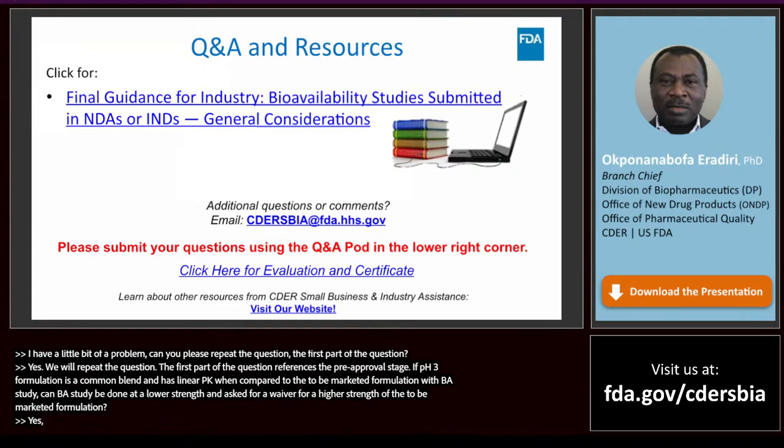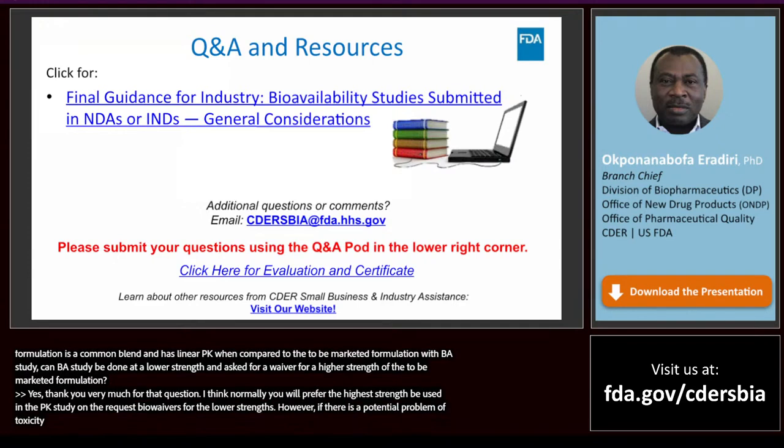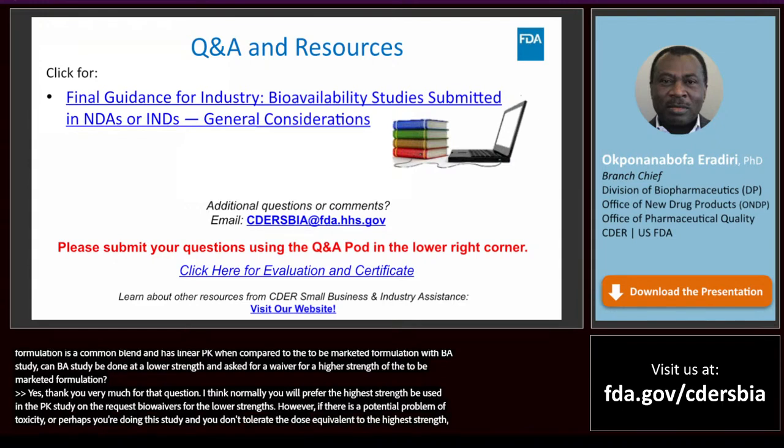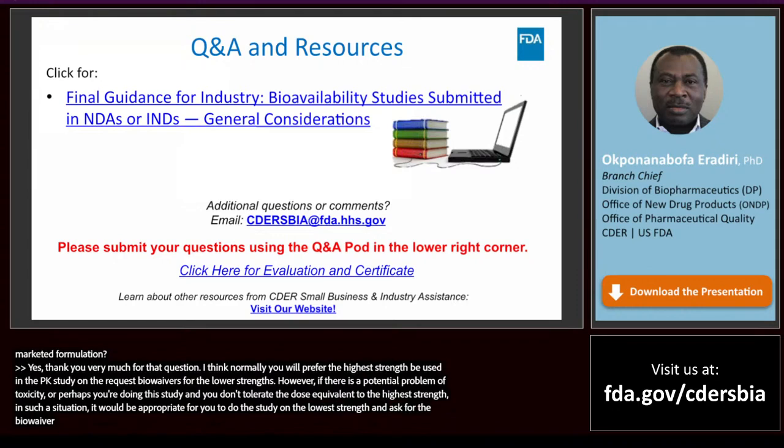Yeah, thank you very much for repeating the question. I think normally we would prefer that the highest strength be used in the PK study, and you request biowaivers for the lower strengths. However, if there is a potential problem of toxicity, or perhaps if you are doing the study in healthy volunteers and they cannot tolerate the dose equivalent to the highest strength, in such a situation, it would be appropriate for you to do the study on the lower strength and ask for a biowaiver for the higher strength.